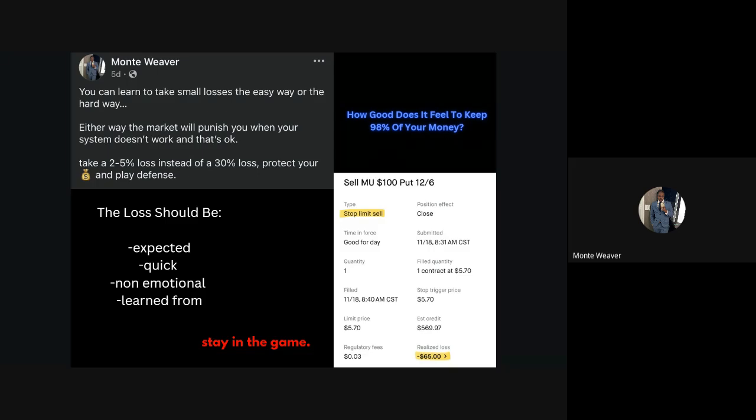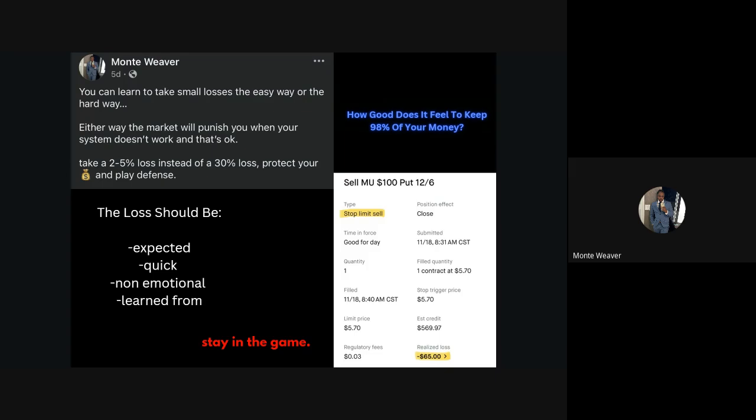But guess what? How good does it feel to keep 98% of your money, 95% of your money, 93% of your money, right? The goal is to stay in the game. How good does it feel? For me personally, it feels very, very good to know I took a $65 loss, which is not much, right? But I can go into the market tomorrow and start the week and have a clear mind because I did not lose a lot.